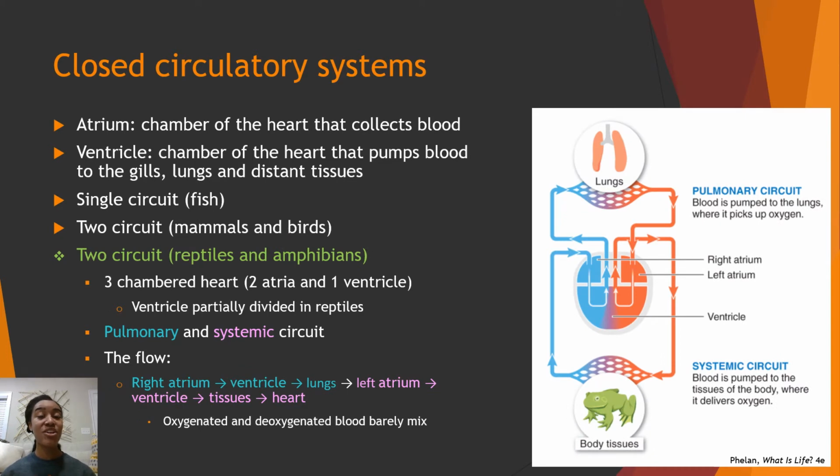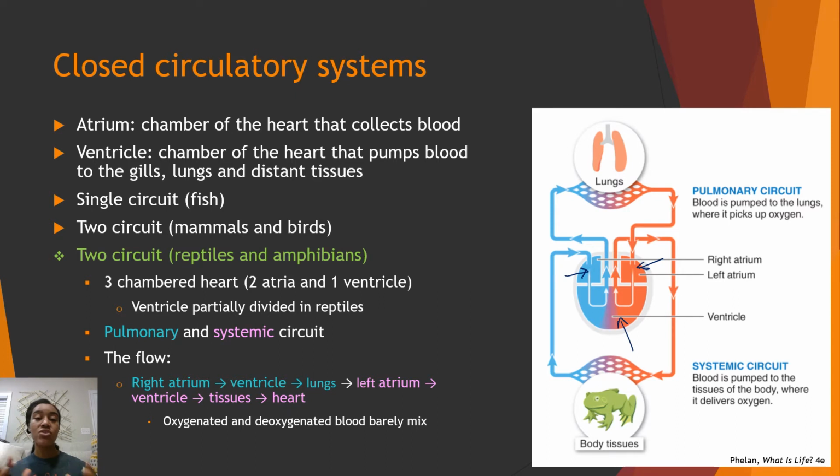There's yet another closed circulatory system that we see in vertebrates, and this system is used by reptiles and amphibians. Reptiles and amphibians also have a two-circuit system, but the key difference between their system and the system of mammals and birds is that their heart has 3 chambers instead of 4. So we have 2 atria, and then 1 large ventricle that's shared for both the atria.